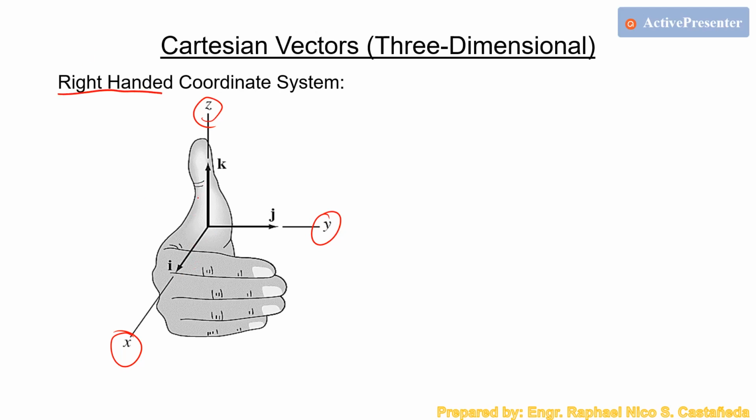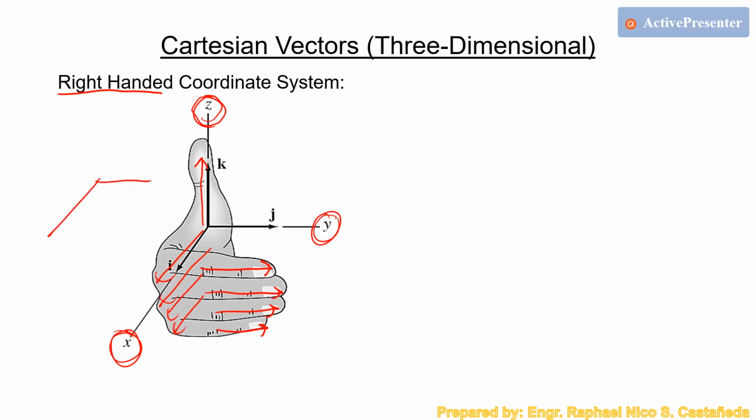Basically, you will use your right hand, as shown here in the figure, to determine the positive directions of the three axes. For the z-axis, you just need to check the direction of your thumb. For the y-axis, you check the direction of your fingers, which are pointing in this direction. Then the x-axis is the direction of your palm, which is covered by the fingers in this figure. That's how you determine the proper placement of the x, y, and z axes.